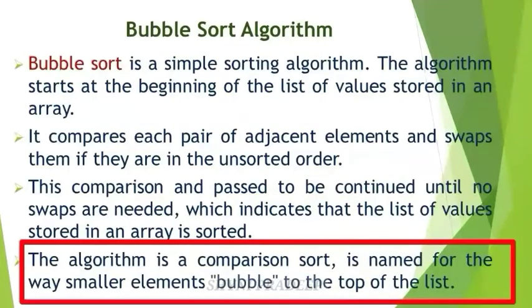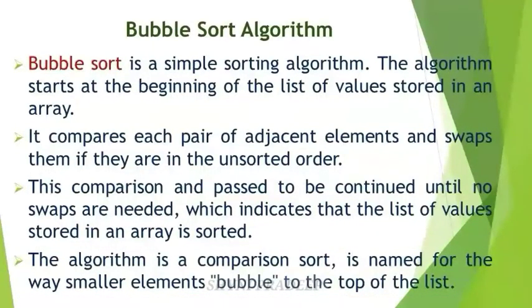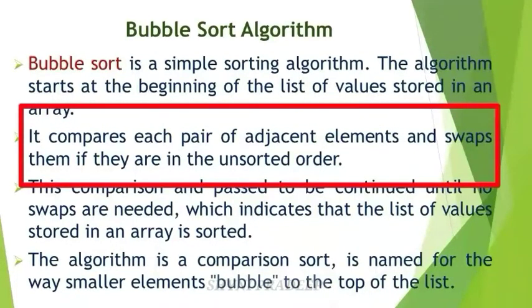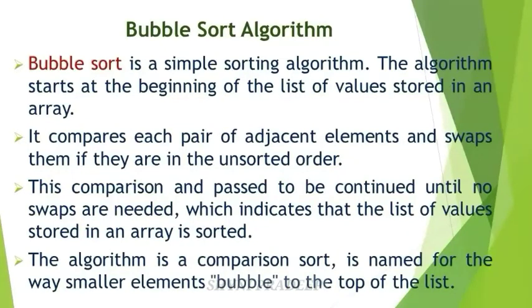What is bubble sort algorithm? This bubble sort algorithm is also known as comparison sort algorithm. Why are we using this algorithm? Because the elements of the array are given in unsorted order, bubble sort algorithm is used to sort those array elements. This is a simple algorithm. Bubble sort compares each pair of adjacent elements and swaps them if they are in unsorted order. If they are in the unsorted order, it interchanges them.